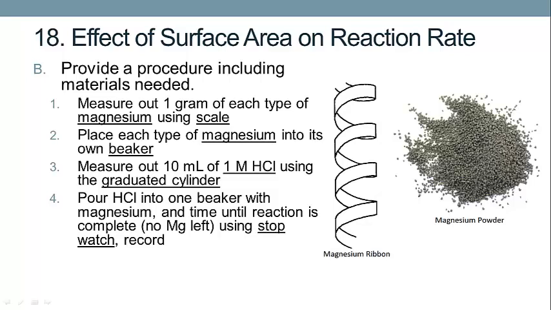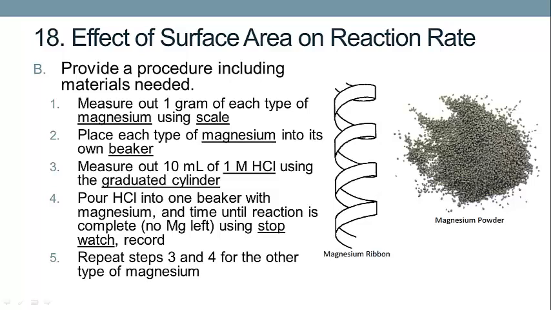I need to pour the hydrochloric acid into one of the beakers with the magnesium and time the reaction until it is complete and there's no magnesium left, using a stopwatch. Then record this information. Next, I'll need to repeat those 2 steps for the other type of magnesium.